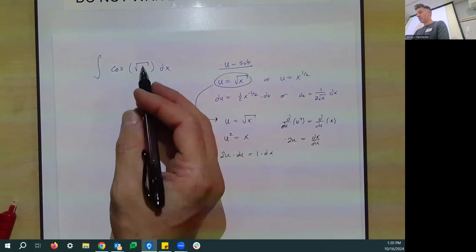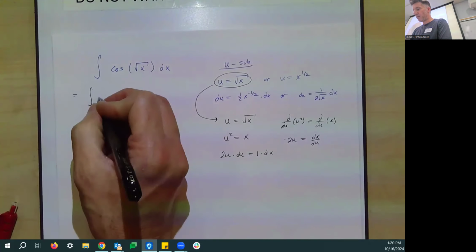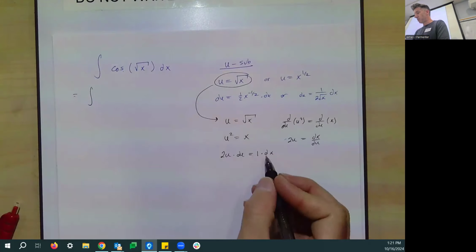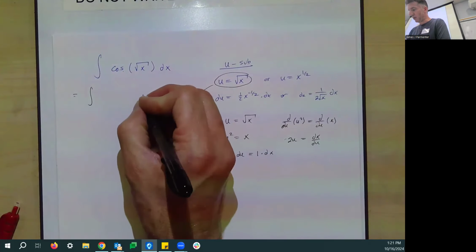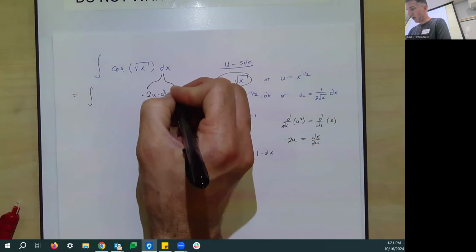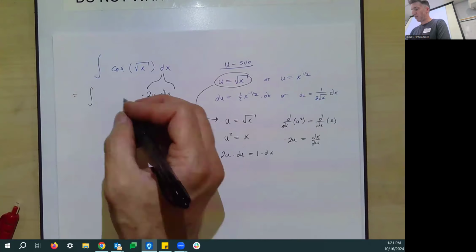And then we can start replacing things and rewrite this as the integral of, well, I follow my own rules. What do I do first? Here's what I'm not going to do first. I'm not going to write cosine of u first, even though that'd be fine. I'm going to make sure that dx transforms into something with du. That is always the first step when you're doing a u substitution. So dx gets replaced by 2 times u times du. And then the cosine of root x is just going to be cosine of u.